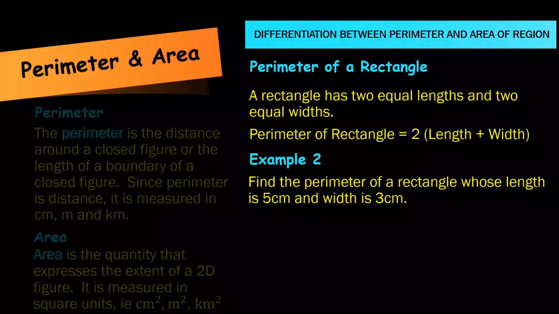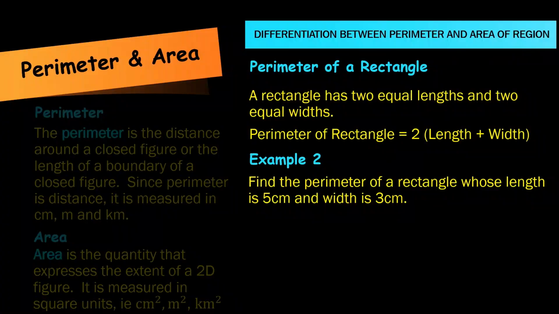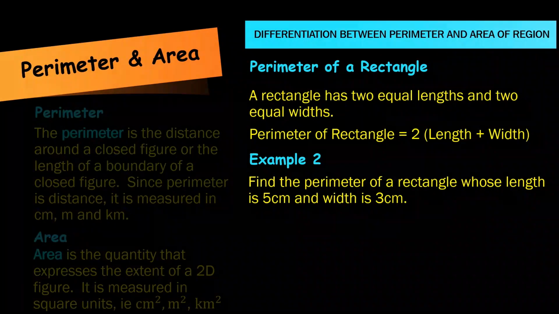Let's now take a look at an example. Pause the video and have a go. Press play when you're ready to view the solution. In this example, we're required to find the perimeter of a rectangle whose length is 5 centimeters and whose width is 3 centimeters.